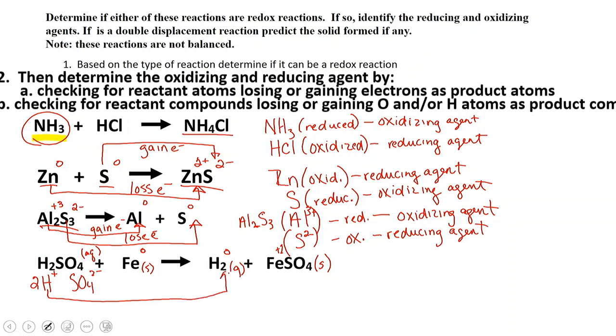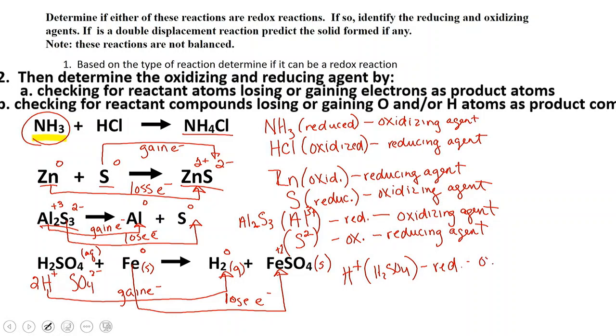Hydrogen gains electrons, whereas our iron loses electrons. So it is the H plus within the H2SO4 that gains those electrons, so it is reduced. So it is the oxidizing agent, and the iron is oxidized, so it is the reducing agent.